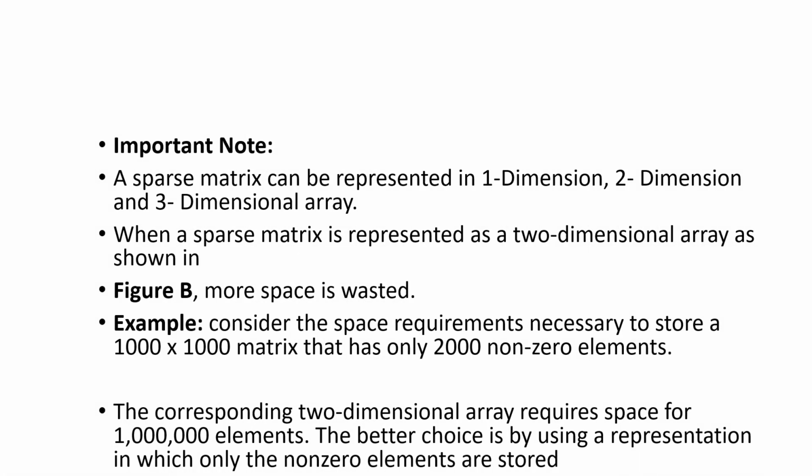Important note: a sparse matrix can be represented in 1 dimensional, 2 dimensional and 3 dimensional arrays. When a sparse matrix is represented as a 2 dimensional array as shown in figure B, more space is wasted. Example, consider the space required to store a 1000 by 1000 matrix that has only 2000 non-zero elements. The corresponding two-dimensional array requires space for these many elements, 10 lakh elements. The better choice is a representation in which only non-zero elements are stored.